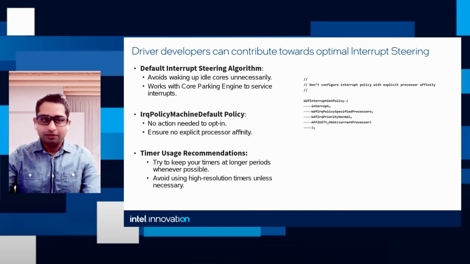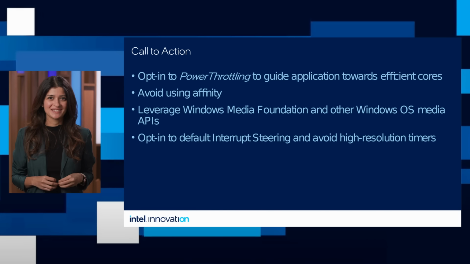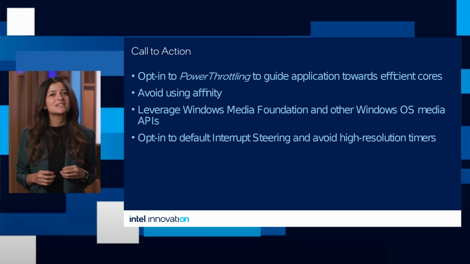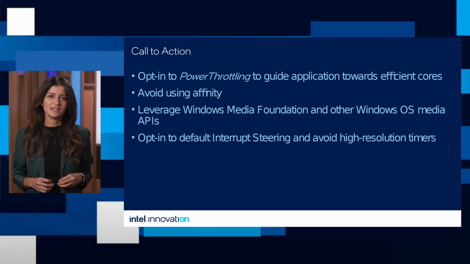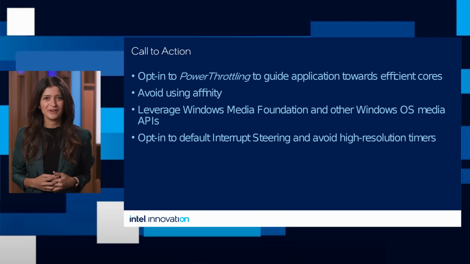With this, back to Monica to reinforce the call to action. Thank you, Tapan, for the great tips. To summarize, avoid affinity, and when needed, leverage power throttling APIs or CPU set APIs. For media applications, take advantage of Windows Media Foundation. And for driver developers, use the default interrupt steering policy and avoid using high resolution timers. Thank you, everybody.